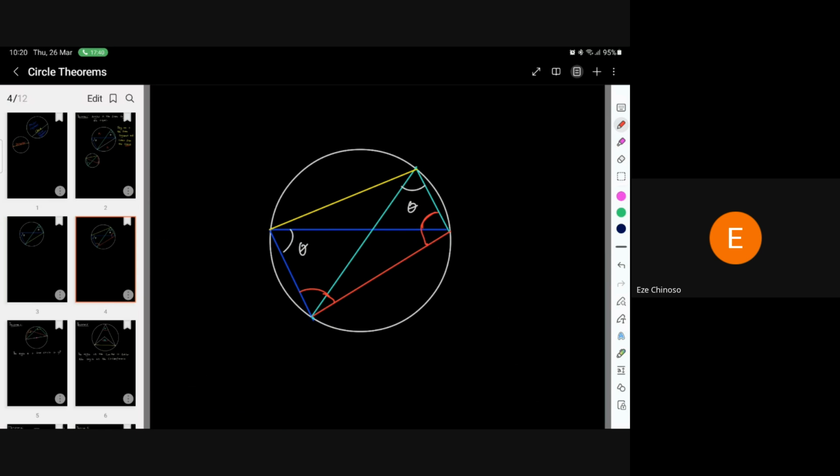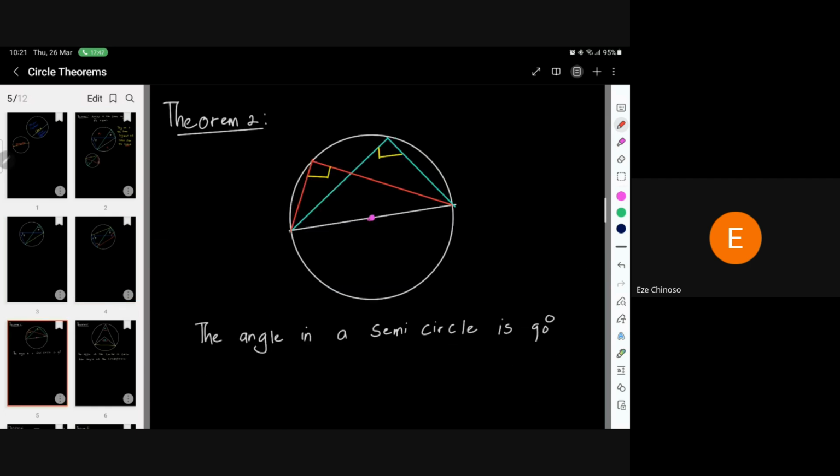Right, so let's proceed and move over to theorem number two. Quite interesting. I love this topic because once you remember the theorem, you are good to go. Now, this one says that angles in a semicircle is 90 degrees. And one key thing I want you to pay attention to, for it to be 90 degrees, the chord at this point in time is going to be a diameter. There will be a line that demarcates the circle into two equal parts. And that's why we call it a semicircle, right?